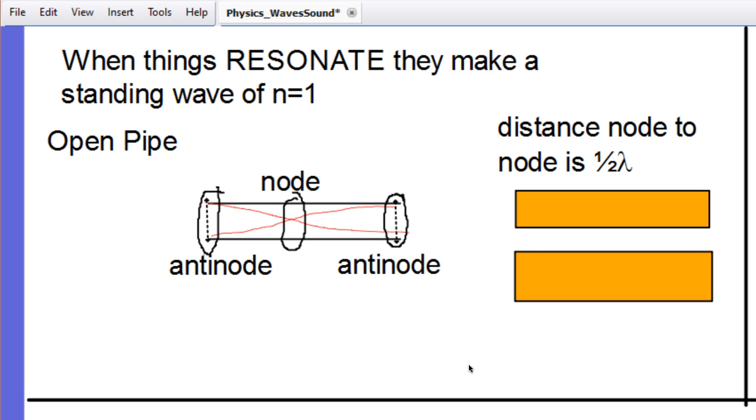So here we have an open pipe, something that is open on both ends. What we see is when vibration happens, it makes a standing wave of n equals 1, where you have an antinode on the end, an antinode on the other end, and a node in the dead center.